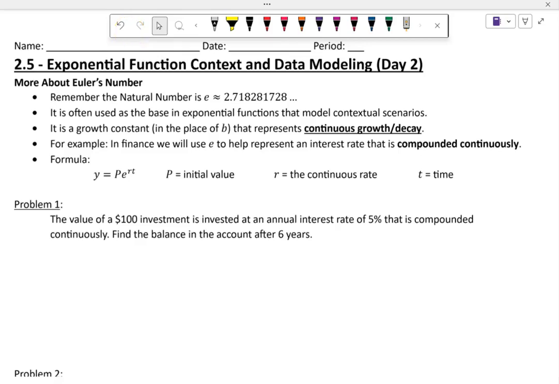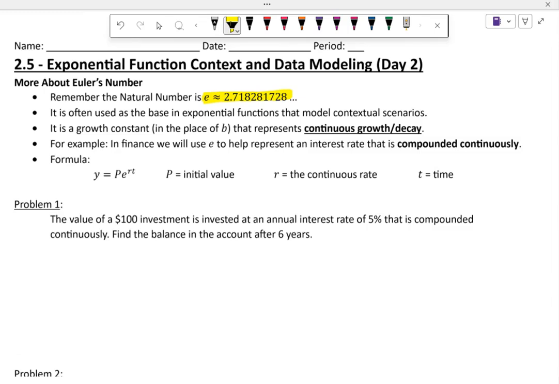Today we are going to be continuing to look at exponential function context and data modeling. We're going to review and use our Euler's number. If you remember from a couple lessons ago, our Euler's number is the natural number, and it is e, approximately 2.718, and so on. Like pi, it continues on forever, and we have a button for it in our calculator. We found it a while ago.